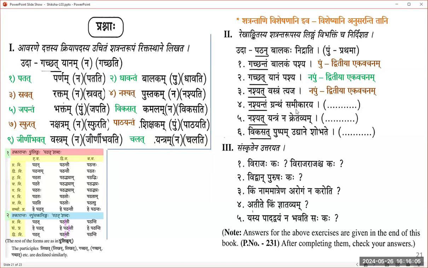Nashyantam Grantham Samikaraya. Here also Grantha is Pullinga, but it is in Karmani. So Grantham. No, it is not in Karmani. It is Karma Pada. Karmani and all don't go so far. Then Nashyantam is the Pullinga, the Dvitiya Vibhakti. Vachana? Ekavachana. Well done. Pullinga Dvitiya Ekavachana. And Samikaranam means to make it proper.